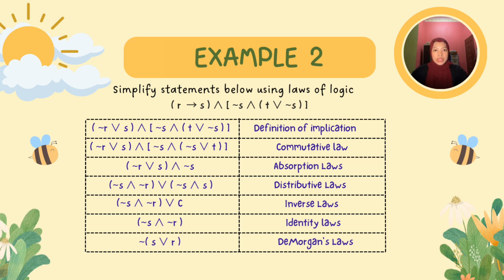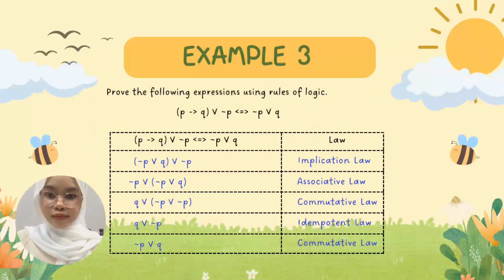Finally, we apply De Morgan's law to combine the negations into one, and we need to change the symbol. So the final answer for this logical statement is not (S or R). This shows that the whole statement can be simplified to a simpler form using the laws of logic.